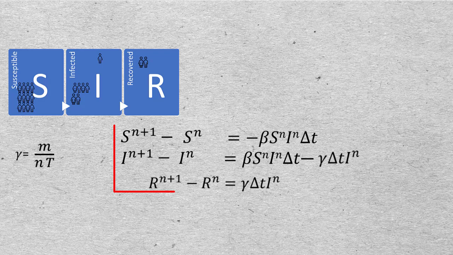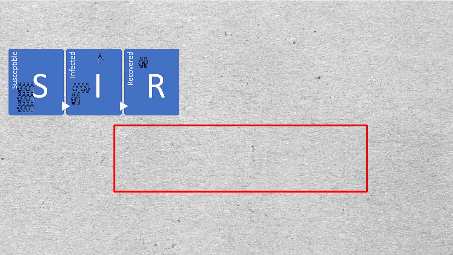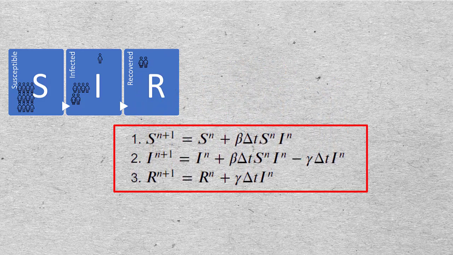Summarizing, we have three difference equations that fully model the exchanges amongst our three categories S, I, and R. We can rearrange these equations so as to isolate our unknown quantities at time point n plus 1. This set of difference equations is known as the SIR model.